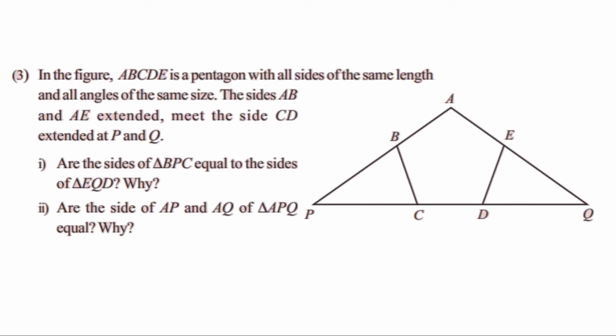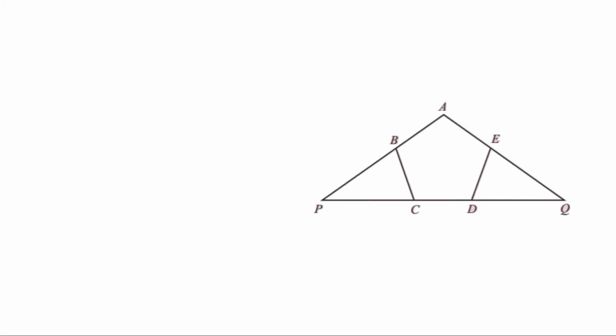In the figure, ABCDE is a pentagon with all sides of the same length and all angles of the same size. The sides AB and AE extended meet the side CD extended at P and Q. Are the sides of triangle BPC equal to the sides of triangle EQD? Why? Are the sides AP and AQ of triangle APQ equal? Why? Let us look at the figure at first.